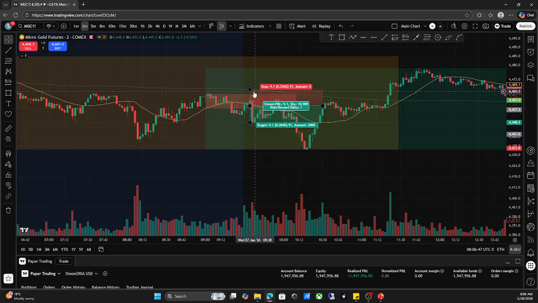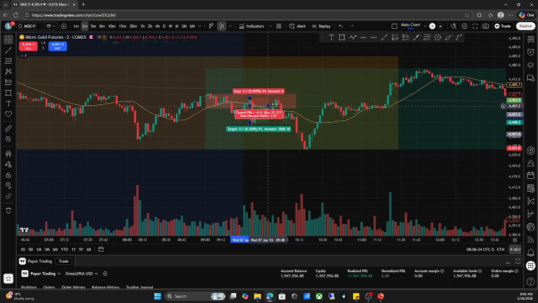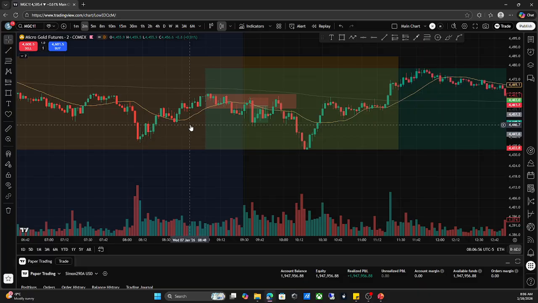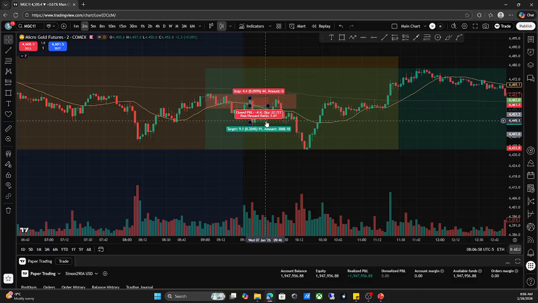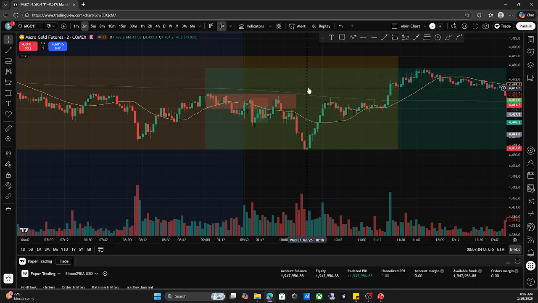The break of the candle, then put your stop here. And then your TP, the previous high. So this one gives you 1 to 1. Yeah, it's actually 2. Yeah, got it.